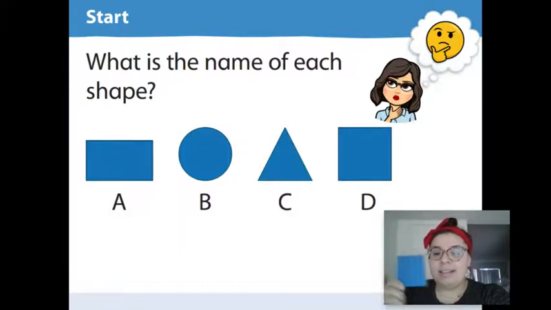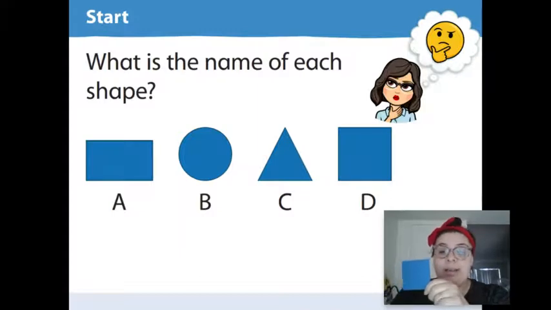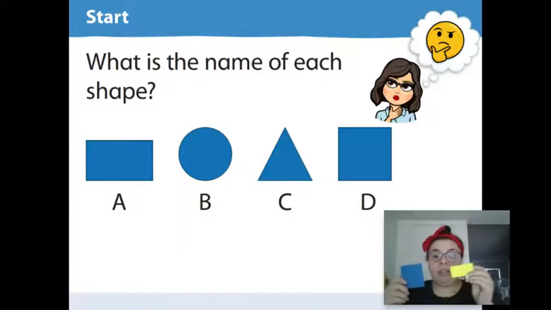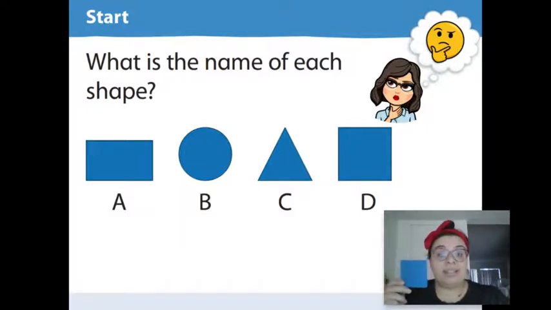D is what we call a square. But you might think, Miss Yanes, A and D look alike. Why are they different? Well, let's look at what you notice about D. 1, 2, 3, 4 sides as well. But these sides are all equal. They're all the same size. So if we look at this rectangle, this rectangle does have 4 sides, but the sides are not all the same length. This square, all of the sides are the same length. So that's the difference. All right, is your brain nice and warm? All right, here we go.